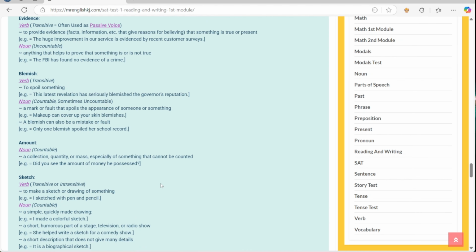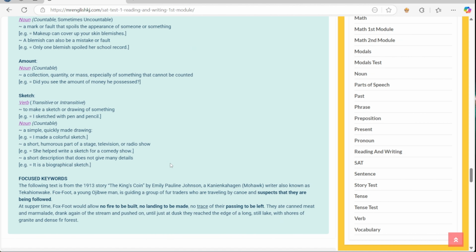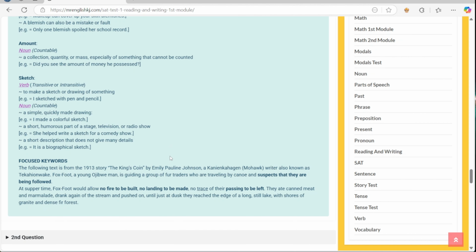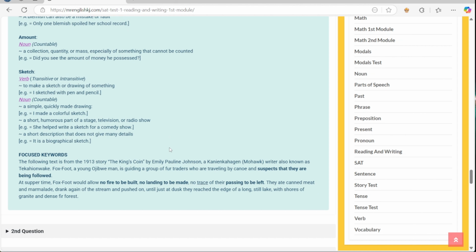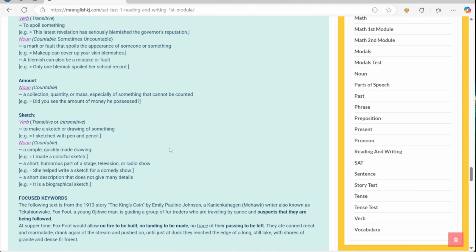We need to find which option is the most suitable one. So let's take from the bottom. Sketch. Sketch means to make a sketch or drawing of something. Does it make sense here? No. Amount? No. Blemish? Well, blemish means to spoil something. We are not spoiling anything here, right? What are we actually doing?